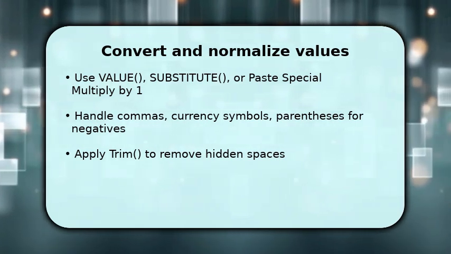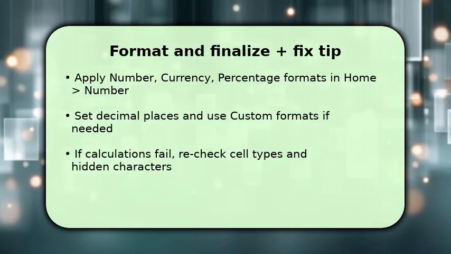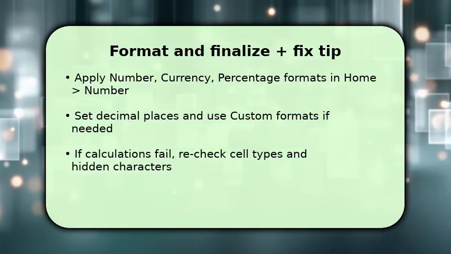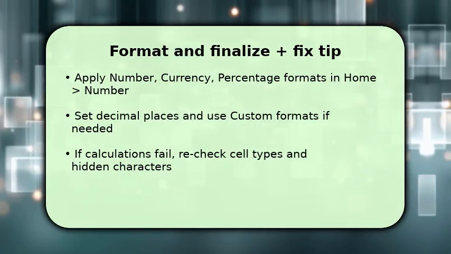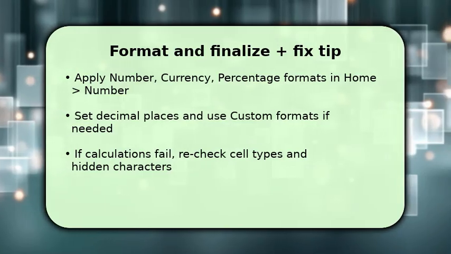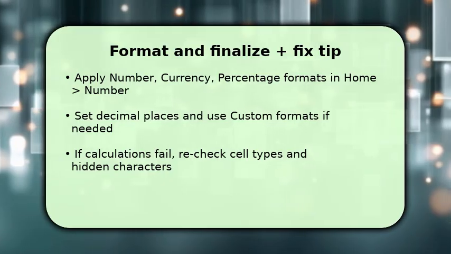Choose number, currency, or percentage, and set decimals to the precision you need. Use custom formats for units or leading zeros, for example 00000 for zip codes. Once formatted, copy the cleaned numeric results and paste values over originals to lock them in.